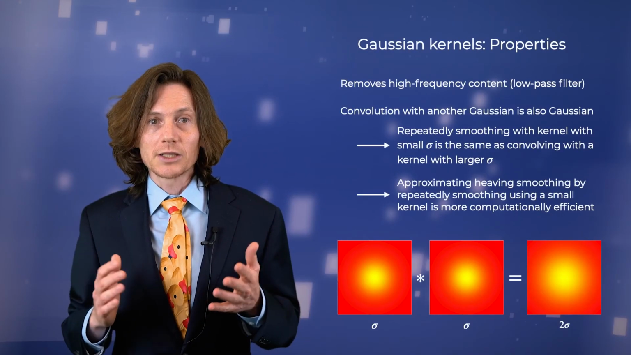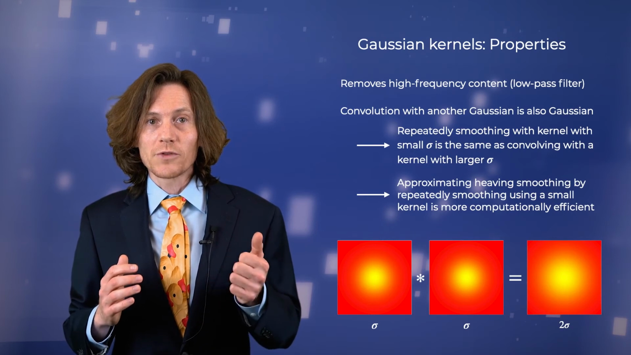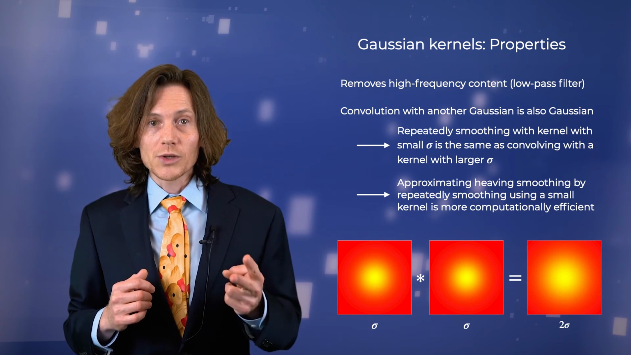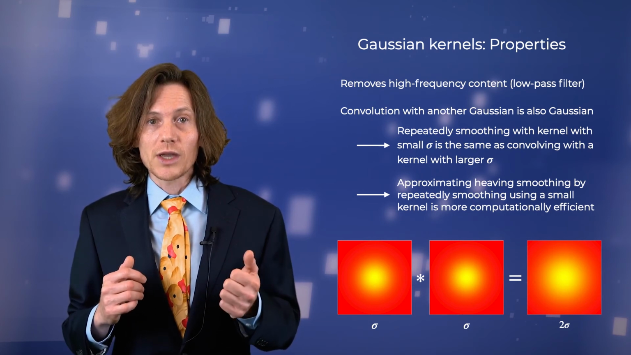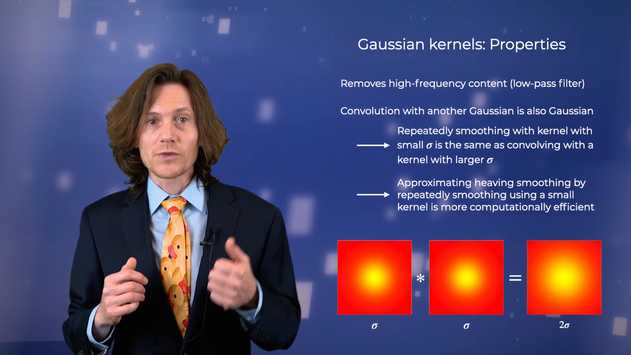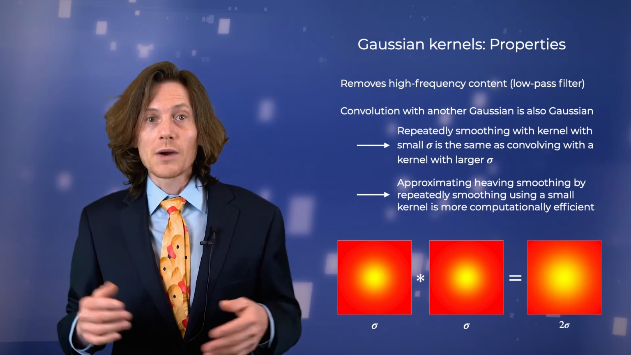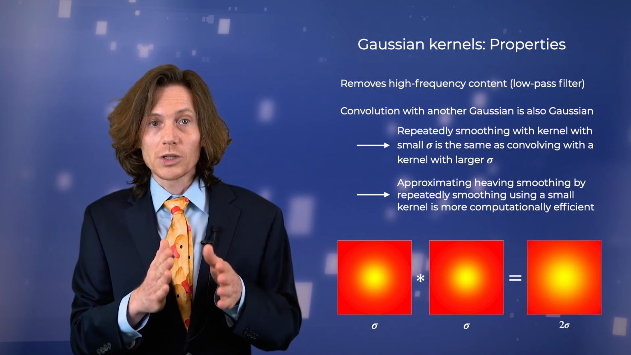Besides being less likely to introduce artifacts, Gaussian kernels exhibit a few properties that improve their usability. For one, convolving two Gaussians results in another Gaussian whose standard deviation is equal to the sum of the standard deviations of the original kernels. This means that we can achieve the effects of heavy smoothing by repeatedly smoothing using a small kernel, which is more efficient.